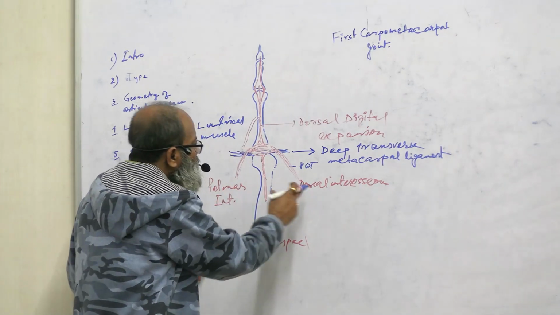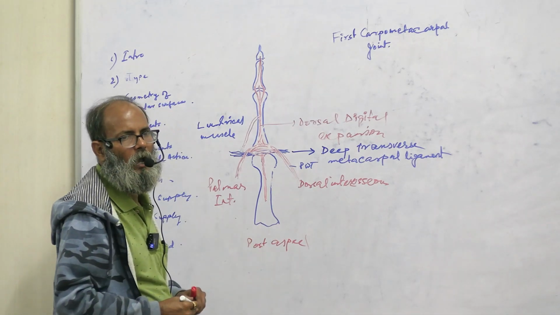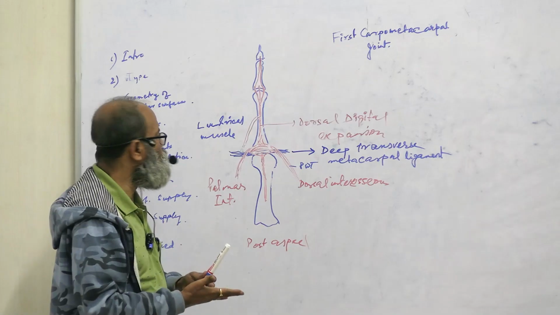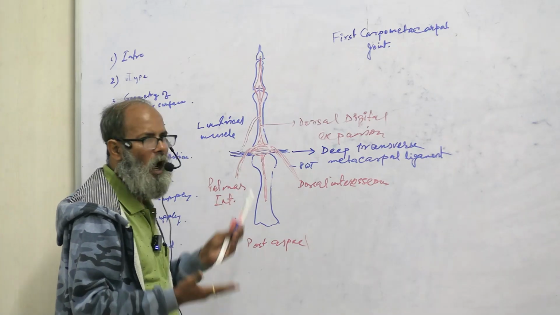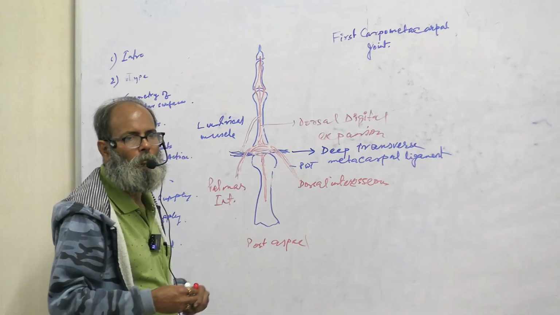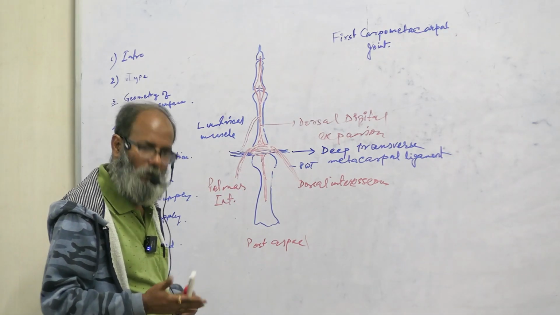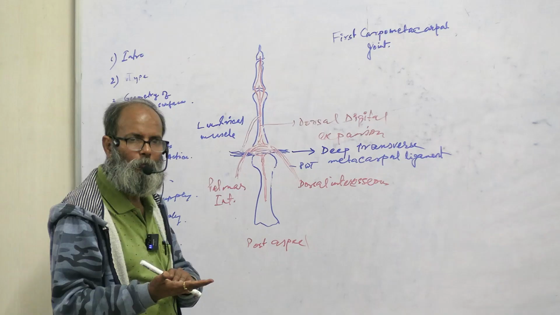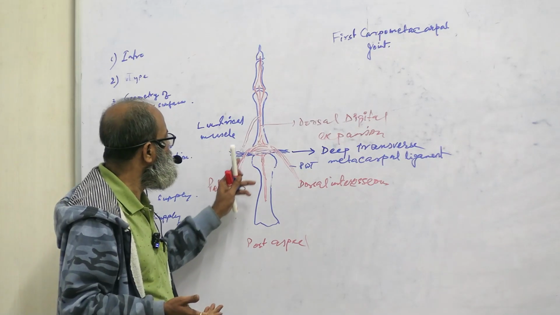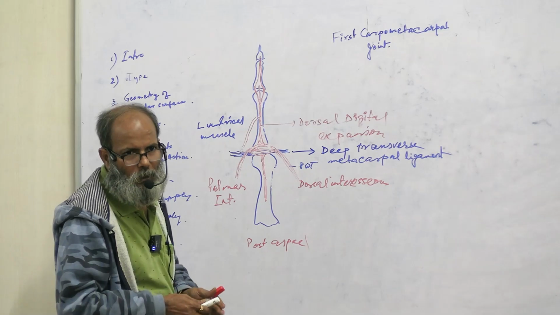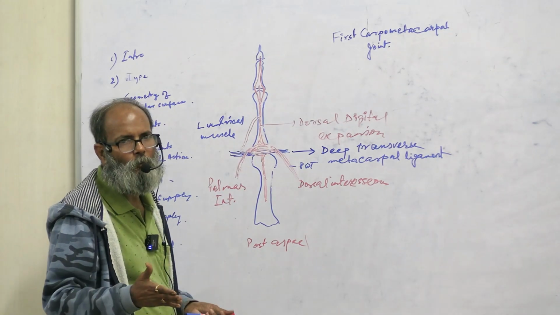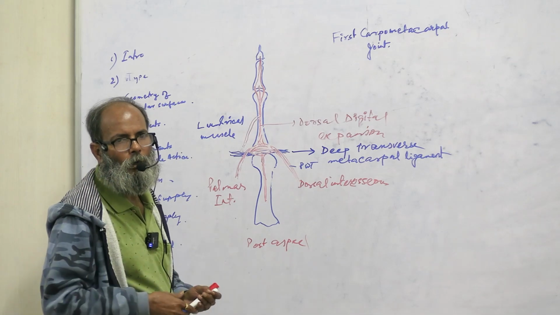Now this palmar and dorsal interosseous, if you see from the front, what will you see? These tendons are passing deep to the deep transverse metacarpal ligament. Got my point? If you look at this from the front, what will you see? These are crossing deep to the deep transverse metacarpal ligament, whereas lumbricals come from the flexor digitorum profundus.